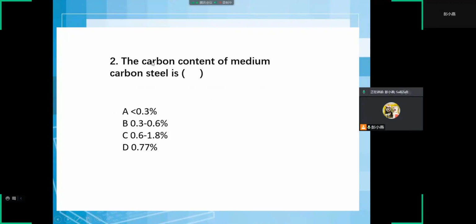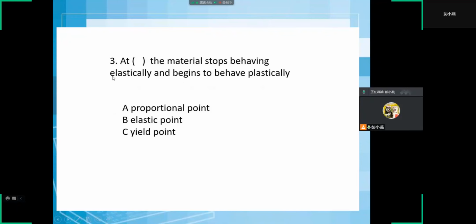Okay, and then the carbon content of medium carbon steel is 0.3 to 0.6%, so we choose B. This one is for low carbon steel, this is for high carbon steel, and this is for eutectoid steel. So the answer is B. And for this question, at which point does the material stop behaving elastically and begin to behave plastically? The answer is B, elastic point.